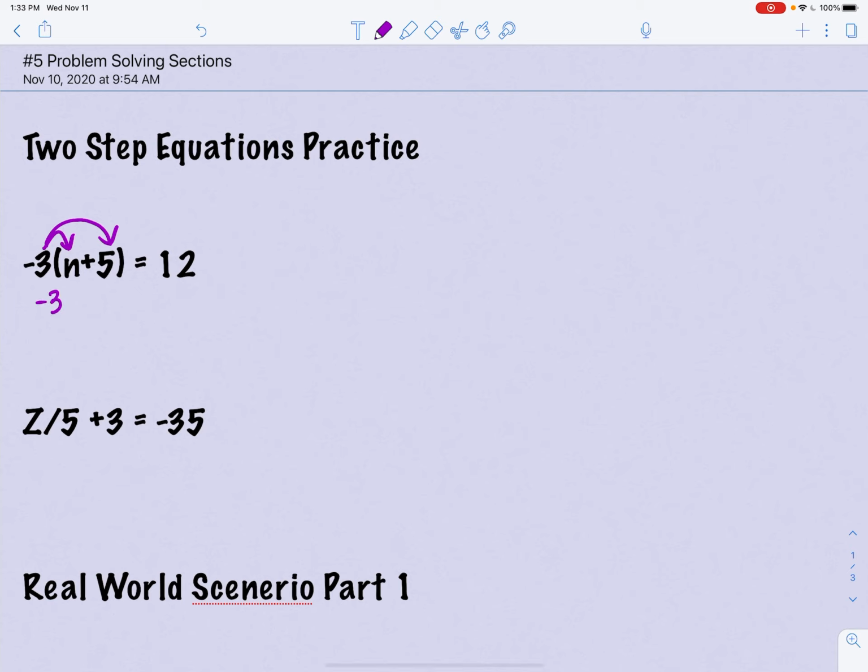So -3 times n plus -3 times 5 equals 12. So -3n plus -15 equals 12. Now, I recognize that we have these two next to each other, so that's going to make it a negative. I'm going to rewrite it again. -3n minus 15 equals 12.